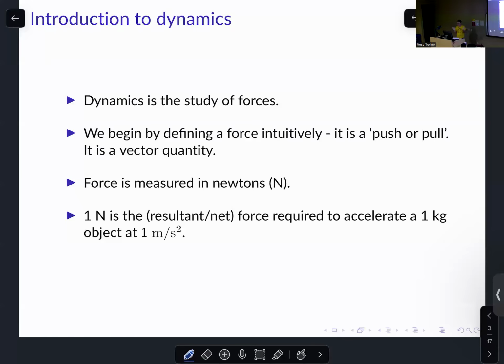The unit for force is the Newton. 1 Newton is, if you apply 1 Newton of unbalanced, also called resultant, also called net force, that net force will accelerate a kilogram worth of matter at 1 meter per second squared. If you apply more force, you get more acceleration. If you have the same force and more mass, you get less acceleration. That's Newton's second law. We'll get there.